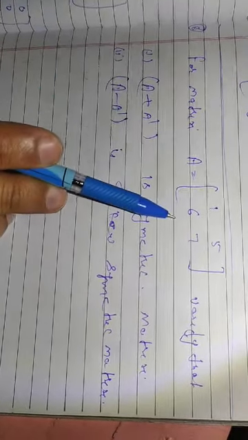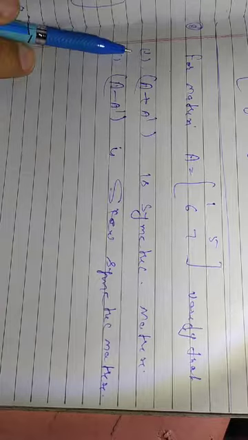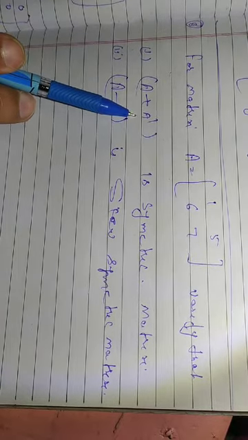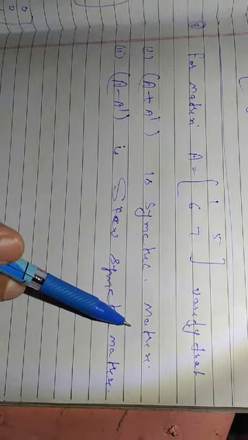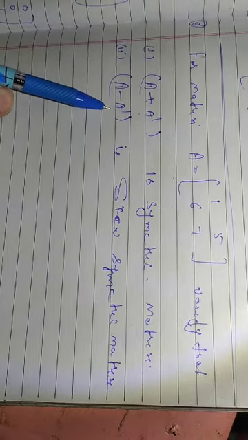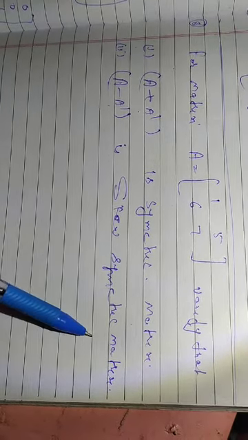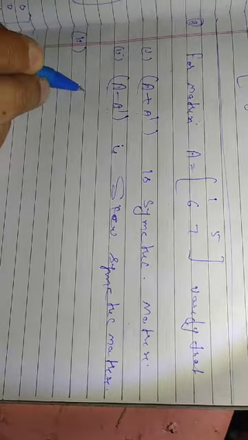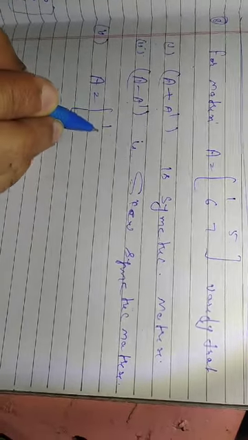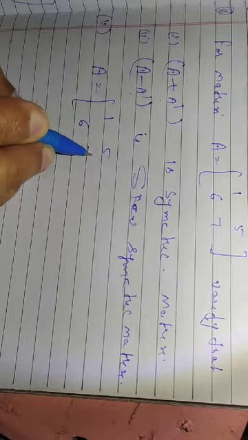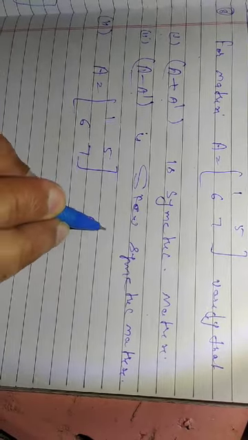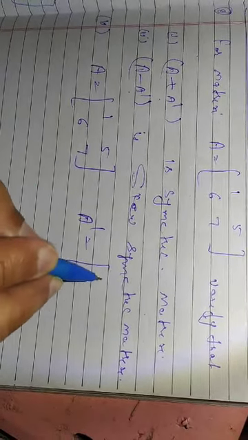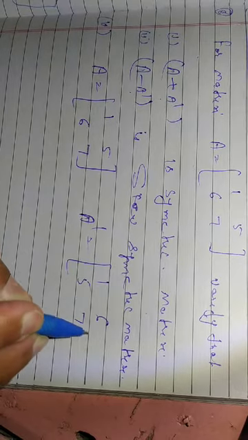For a 2 by 2 order matrix A, verify that first part, A plus A transpose, is a symmetric matrix, and second part, A minus A transpose, is a skew symmetric matrix. We do the second part. A matrix is 1, 5, 6, 7. Transpose of A, changing rows into columns, is 1, 5, 6, 7.